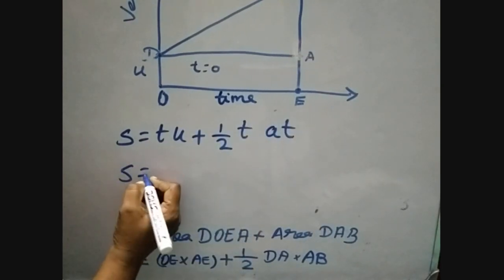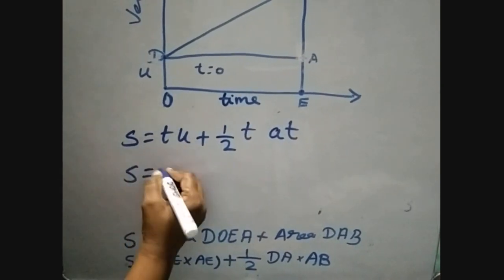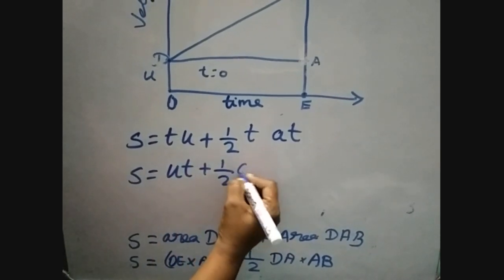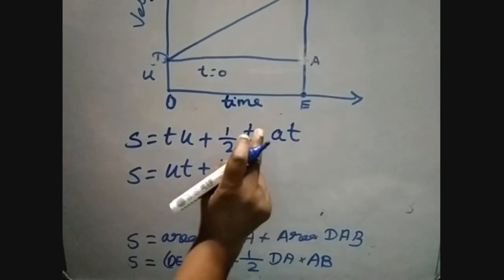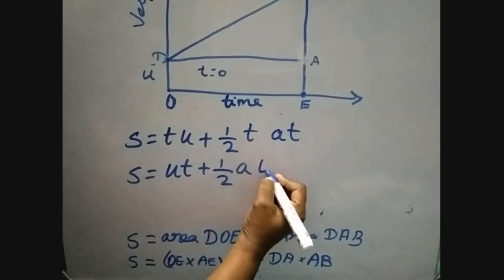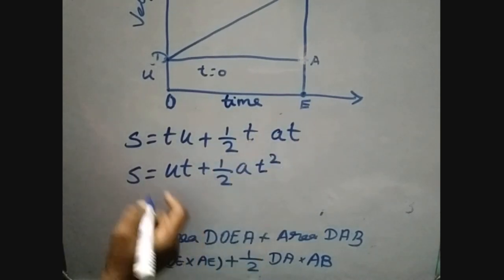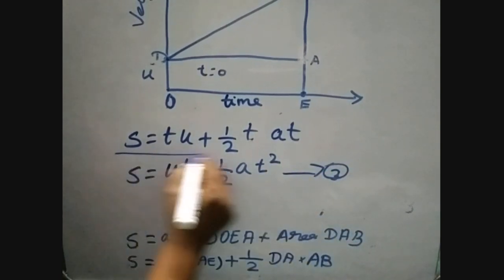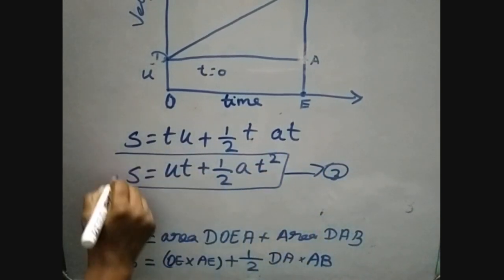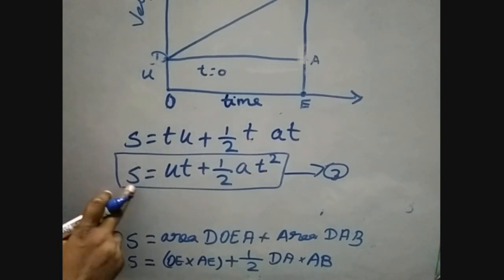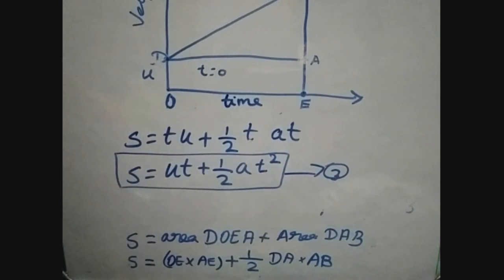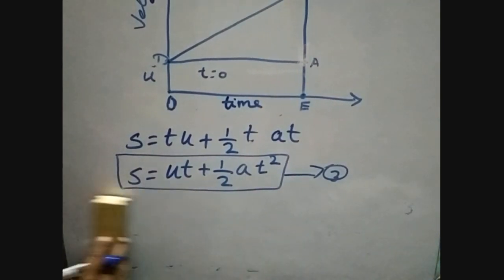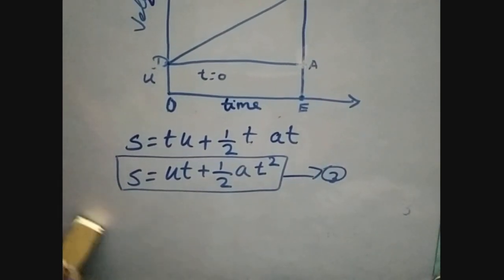Now S equal to UT plus half of A into, here we have T into T, so T squared. Equation 3. This equation is called the second equation of motion. Distance S equal to UT plus half AT squared. Now we are moving on to the next one, the third equation of motion.